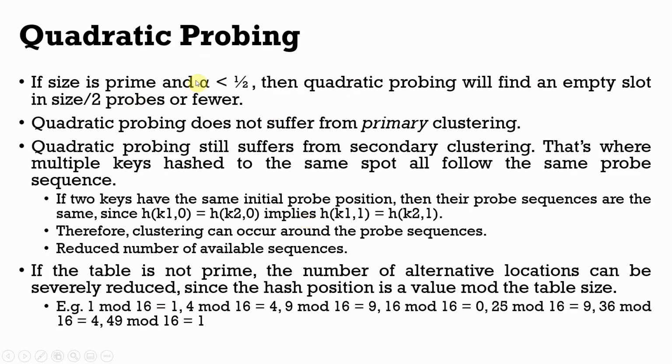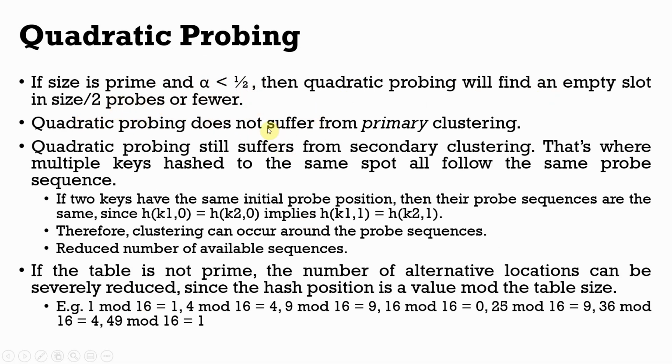If the table size is prime and alpha, the load factor, is less than half, then quadratic probing will find an empty slot in this many probes or fewer. Okay, so in size less than size over 2 probes or fewer.